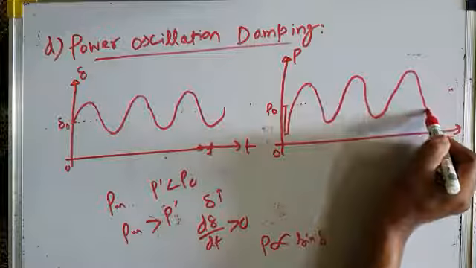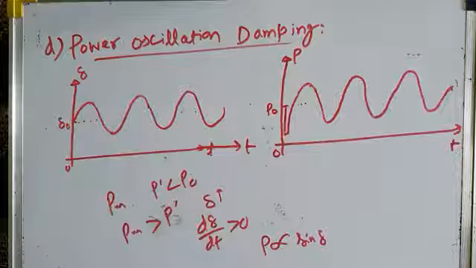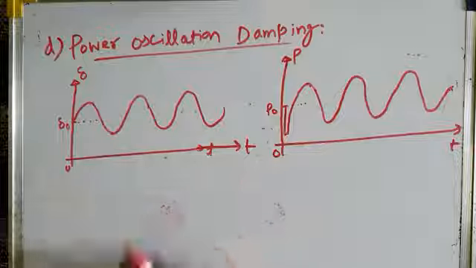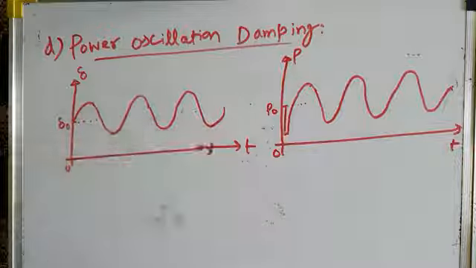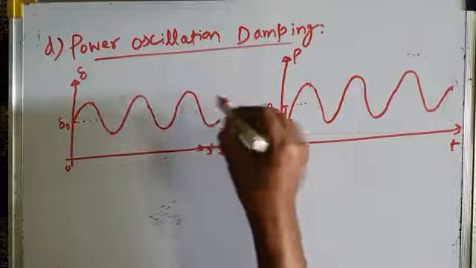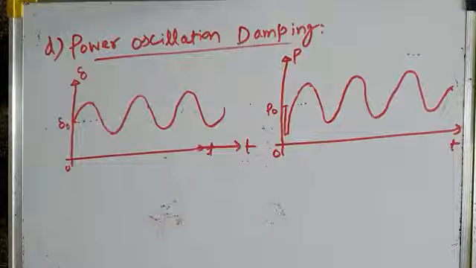These are the power oscillations, something like this. So these are called electromechanical oscillations or power oscillations. Now how to damp these power oscillations? Because these electromechanical oscillations will be like this.